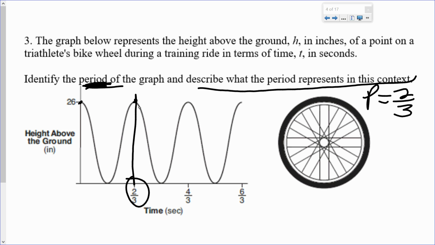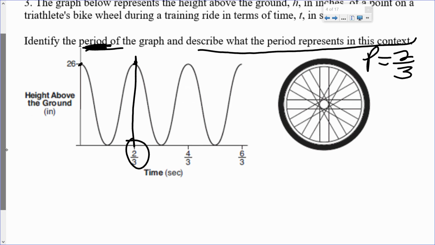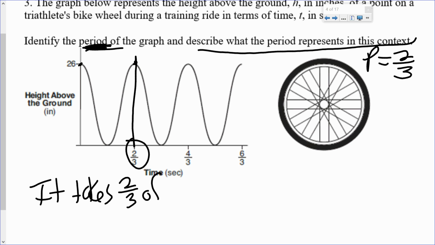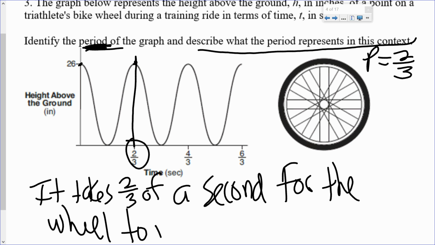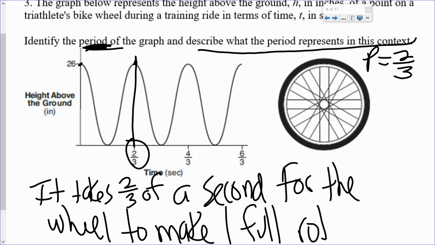Now, what does it mean in the context of the problem? I know students always struggle with in-the-context-of-the-problem questions, which the Regents loves to ask. Well, 2/3 is the time, t. So it takes 2/3 of a second for the wheel to make one full rotation.